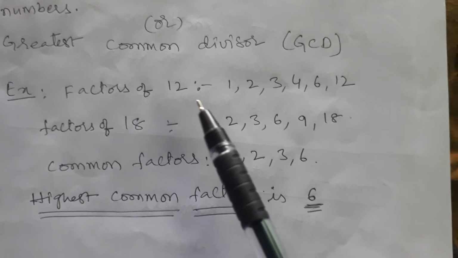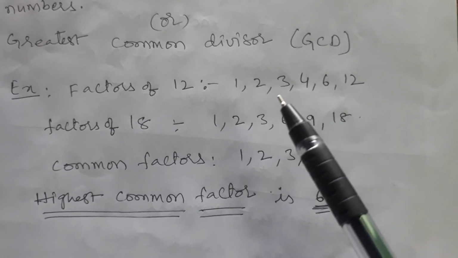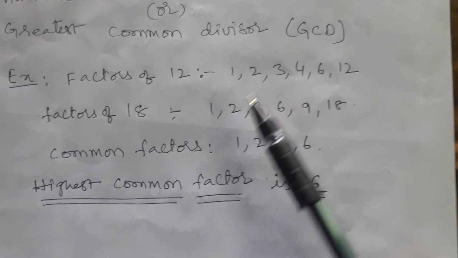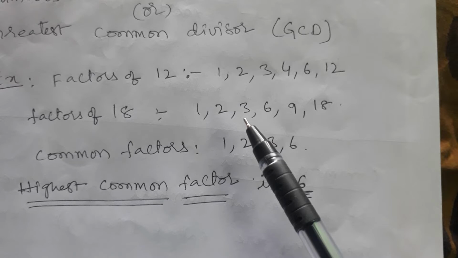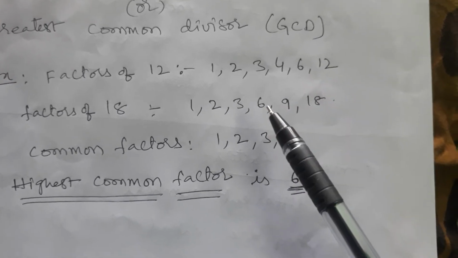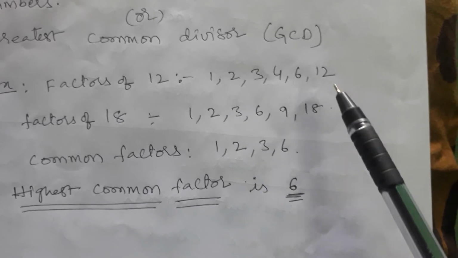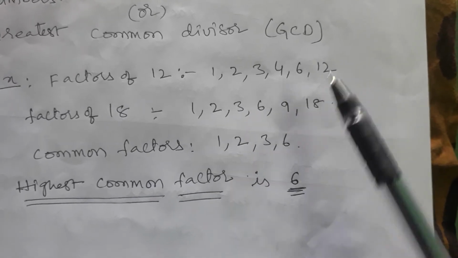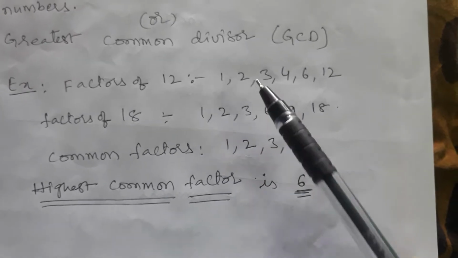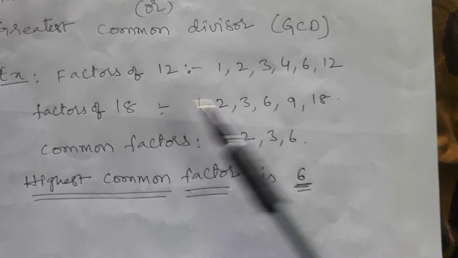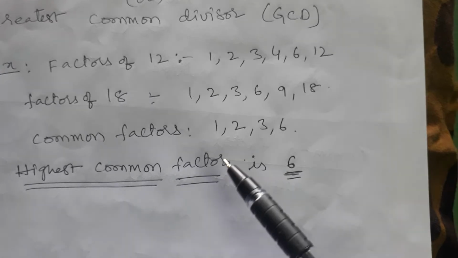Now, common factors of 12 and 18. What are the common factors of 12 and 18? 1 is a common factor, 2 is a common factor, 3 is a common factor, and 6 is also a common factor. The remaining are not common factors. Of course, they are factors of each number, but they are not common factors for both. For both, the common factors are 1, 2, 3, 6 for both numbers, 12 and 18.